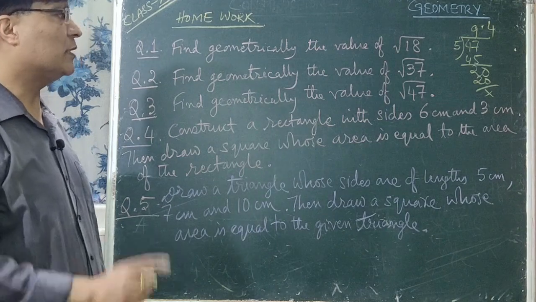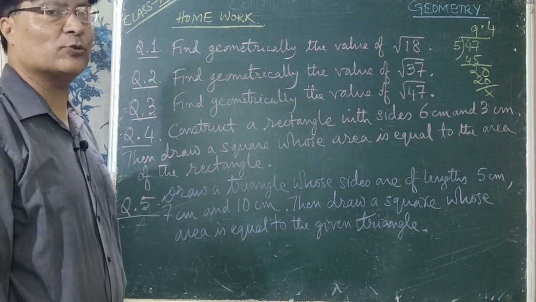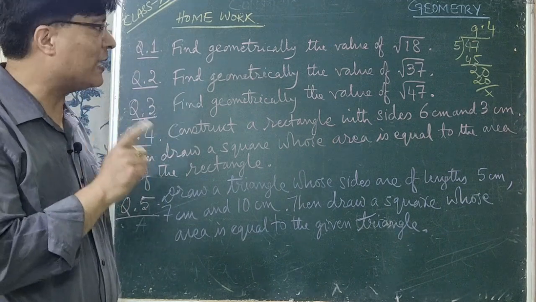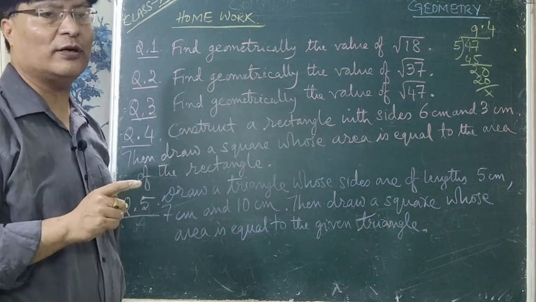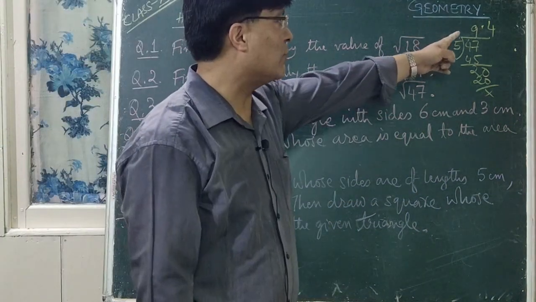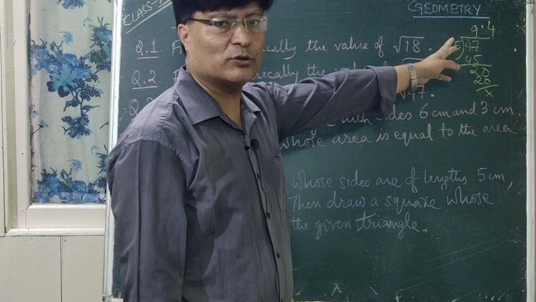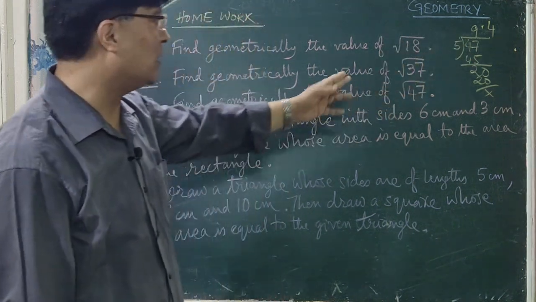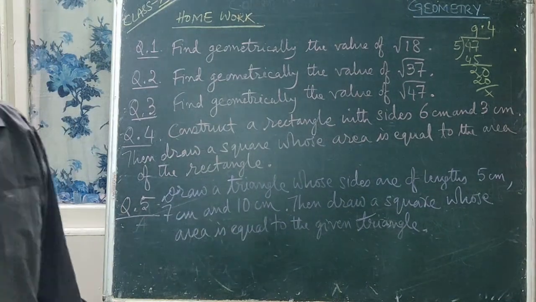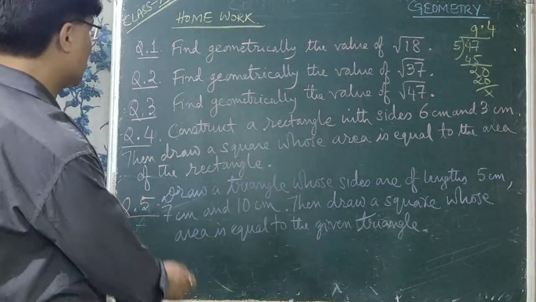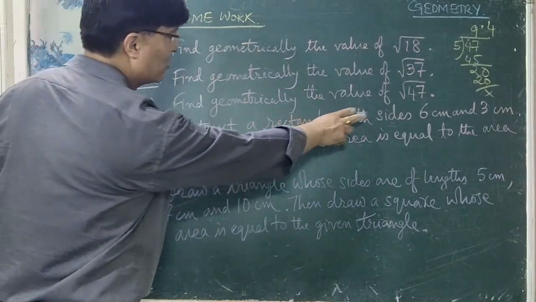That means this root over 47 can be written as what? Root over 9.4 into 5. That 9.4 into 5 will give you root over 47. So the two lengths here are 9.4 centimeter and 5 centimeter. That means you have to get the mean proportional between 9.4 and 5. That will give you the value of square root of 47 geometrically. Is that understood?